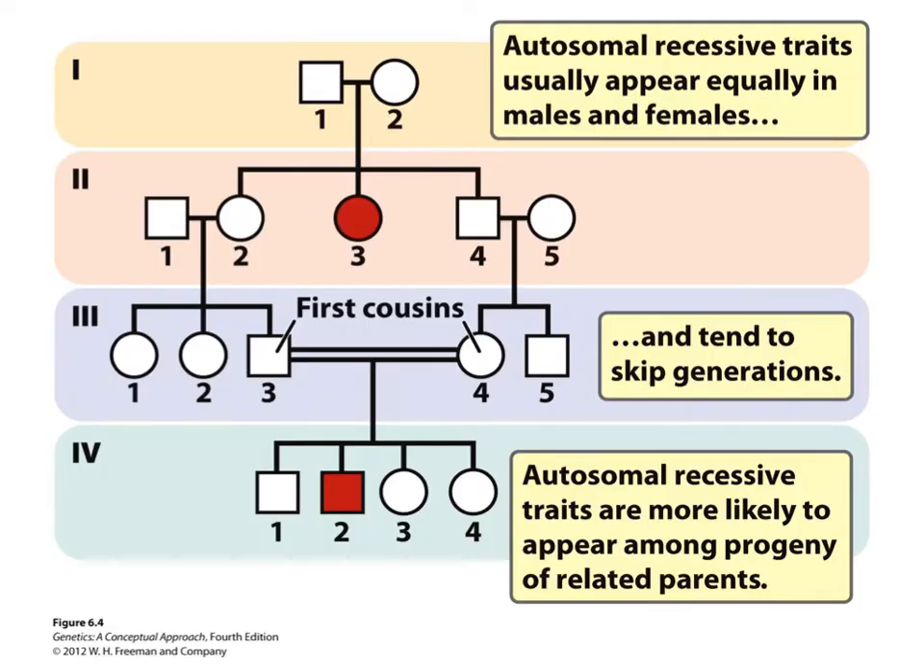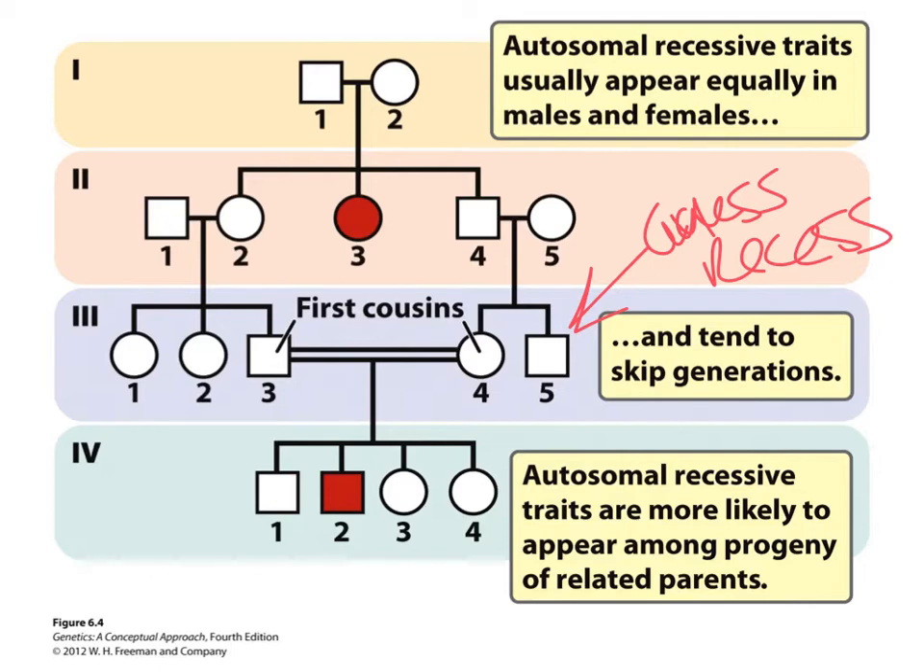Okay, so here are the rules. Autosomal recessive traits usually appear equally in males and females, right? It's not X-linked. If something's X-linked, we see lots of boys, very few girls. They tend to skip generations. So if you're looking overall and you see something skip, like there's nobody in this generation, then we're going to take our guess that it's recessive and try to see if it really works out that way.